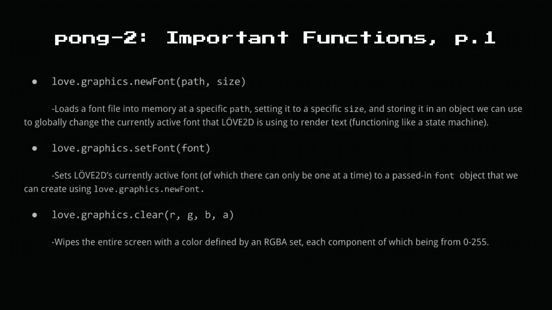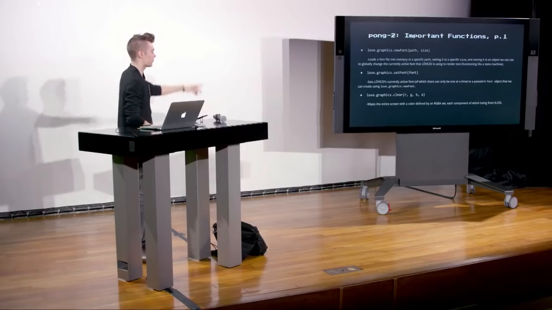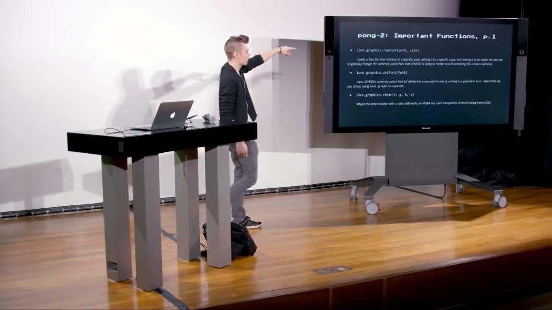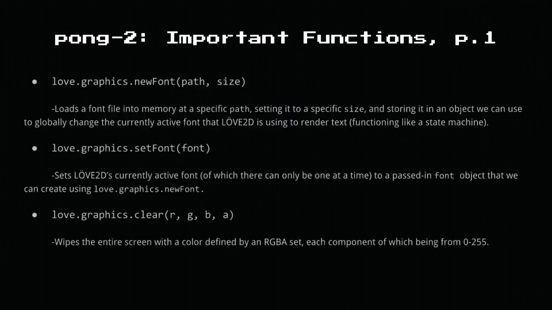And a size, because every font object that we instantiate needs to have a size, because font objects are immutable. Once constructed, they cannot be changed, so they need to be allocated on a size-by-size basis. LÖVE.graphics.setFont will take whatever font object we've acquired from this function call, and we can set it here, and it'll set the active font in LÖVE2D to be that font.